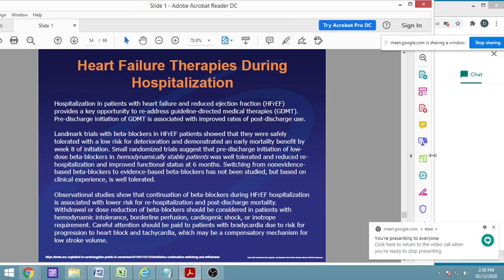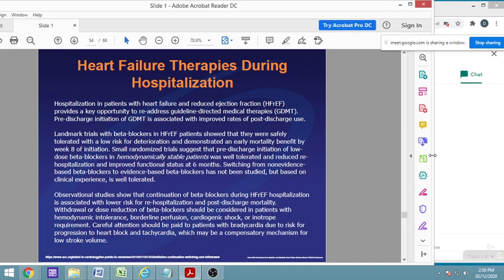hospitalization in patients with heart failure and reduced ejection fraction provides a key opportunity, and various trials have shown what the guided treatment should be, for example, low dose beta blocker in a hemodynamically stable patient. It was well tolerated, reduced rehospitalization, and improved functional status. Switching from a non-evidence-based beta blocker to an evidence-based beta blocker has not been studied, as we have seen in earlier studies and journals, but clinically it is well tolerated.